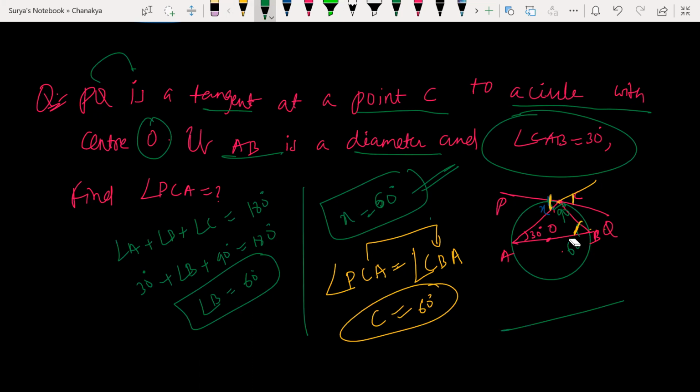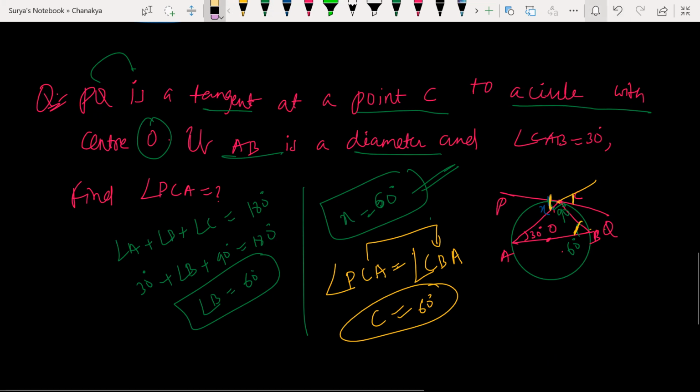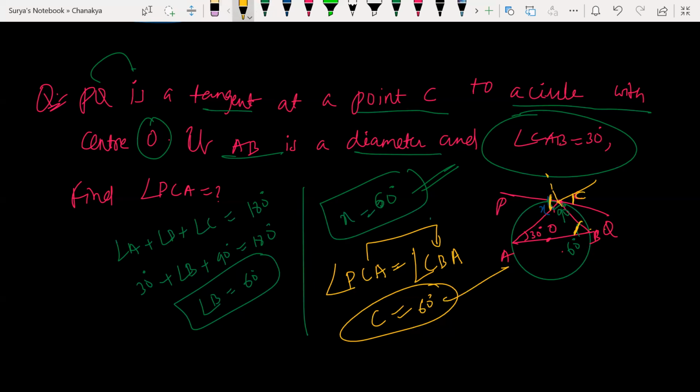Guys, one line is the transversal, so this line and this angle will be equal. Alternate angles. Yes or no? Are you able to understand here? If you extend this like this, here angle B will be equal to angle C. Alternate segment angles, alternate angles. Then X is equal to angle C here. Angle C is 60. Very simple. Next question. Any doubts?